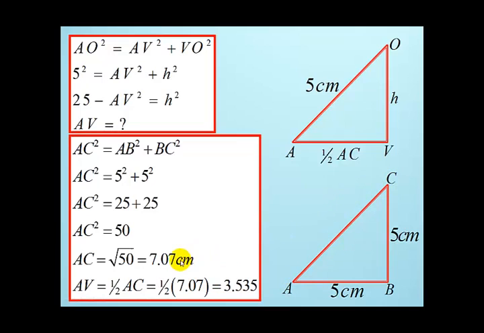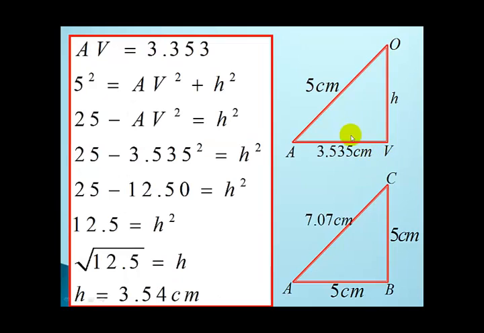And therefore, if you want the distance from A to V, it's a matter of dividing the result by 2. That is half of 7.07, and the answer is 3.535. So now that we know the distance from A to V, together with the hypotenuse, we can find the height. Now, we know that AV is 3.535. As we saw previously, the distance from O to A is 5 centimeters, and we are searching for the height.